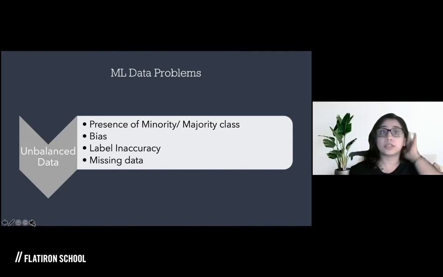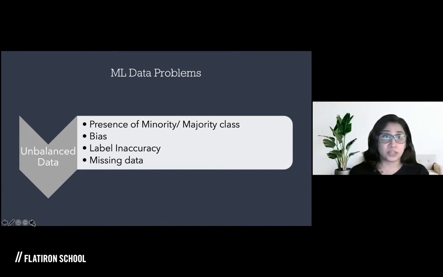Label inaccuracy. Label inaccuracy is related to, let's say, using supervised machine learning where you are providing labeled training data. If that is set inaccurately, then the machine will run inaccurately. Missing data. If you fail to provide any information to your model, maybe it will not learn, maybe it will not absorb, maybe it will predict results, but not so accurately. So these are some of the real-time challenges. I'm not saying these are theoretical challenges, they are real-time challenges.